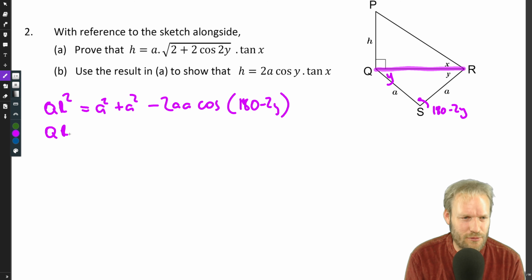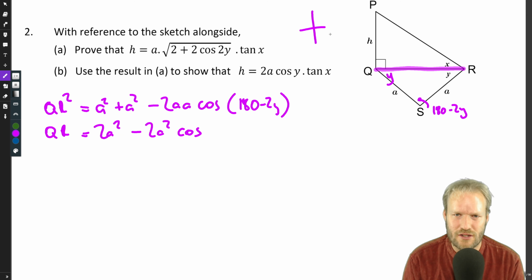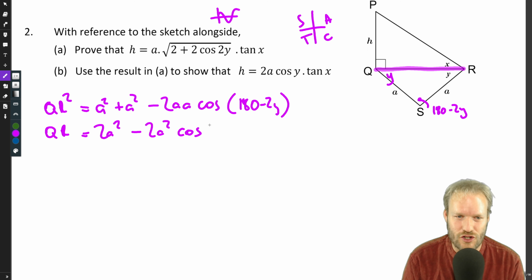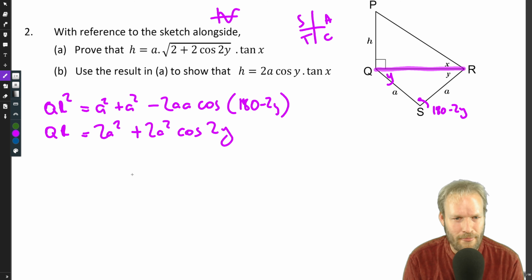And let's just simplify some things here. A squared plus a squared is 2a squared. That's 2a squared as well. And we've got cos of 180 minus 2y. The CAST diagram helps us think through this quickly. Perhaps you use the graph to see it as well, but the same idea. And we're in the second quadrant where cos is negative. So therefore, if we change that to cos 2y, this must be negative, making this whole term positive. Okay, so we've got 2a squared cos 2y.